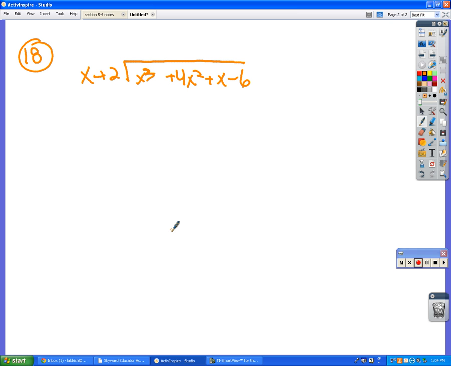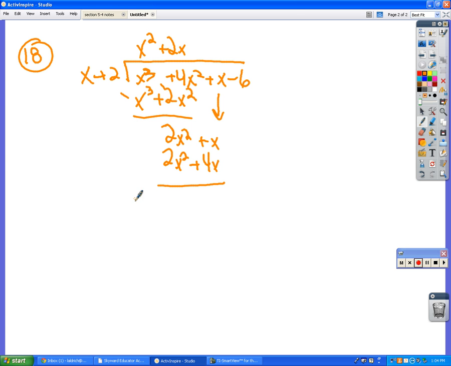All right, so what do I multiply x by to get x cubed? X squared. Multiply that back through, and I get x cubed plus 2x squared. And then I'm subtracting these, so again I want to change the sign. 4x squared, take away 2x squared is 2x squared. Bring down the x, plus x. So what do I multiply by? 2x. So that gives me 2x squared plus 4x.